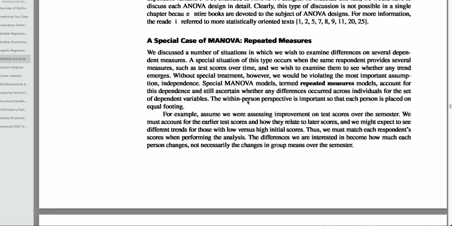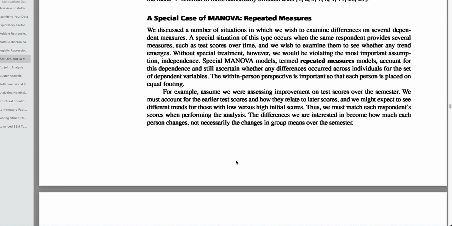A special MANOVA model, termed the repeated measurement model, accounts for this dependence and still ascertains whether any differences occurred across individuals for the set of dependent variables. The within-person perspective is important so that each person is placed on equal footing. For example, assume we were assessing improvement in test scores over the semester.